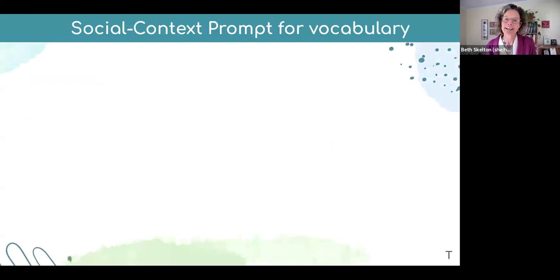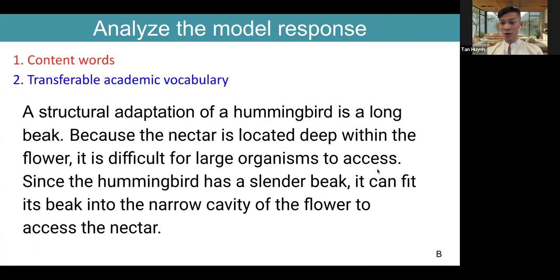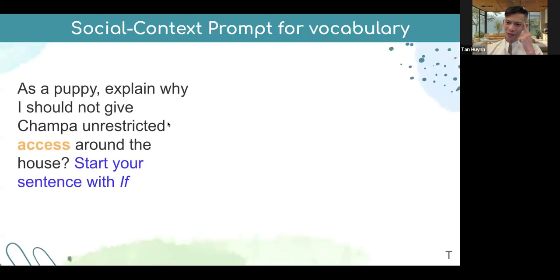So Tom, that sets us up for what's happening now. Before we teach students the word access for that day, we know in my model response and our model response, we want students to say access because that shows them they understand the hummingbird's structural adaptation. So I have to plan backwards. How do I get students to understand the word access? We start with teaching them a social context using a prompt.